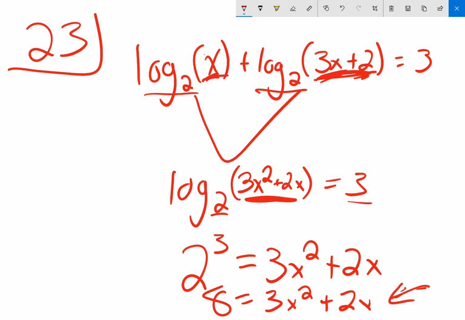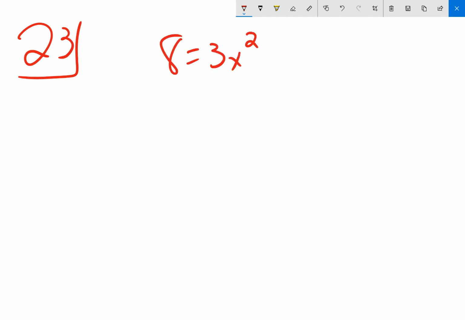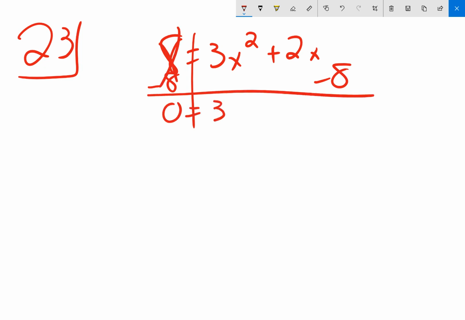So, excuse me for clearing the screen here, but what is this, 23, right? So we have 8 equal to 3x squared plus 2x. Now what we're going to need, because this is going to be a quadratic, is I'm going to move the 8 to the other side. So I'm going to subtract 8 on both sides so that I have 0 equal to 3x squared plus 2x minus 8. Now this quadratic I need to solve.